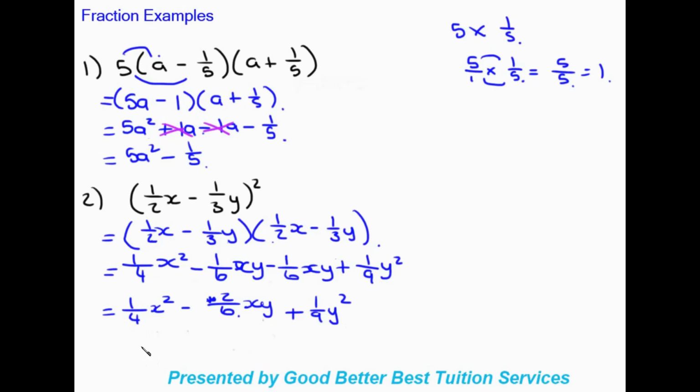And so basically now we need to look, is everything in its simplest form? A quarter x squared, that is in its simplest form. 2 over 6 though, that is not in its simplest form. We can get down to a simpler fraction. So we're going to get a quarter x squared minus, and if we simplify the fraction of 2 over 6, we are going to get 1 over 3 xy, and that's plus a ninth, which is in its simplest form, y squared. And that will be our final answer.